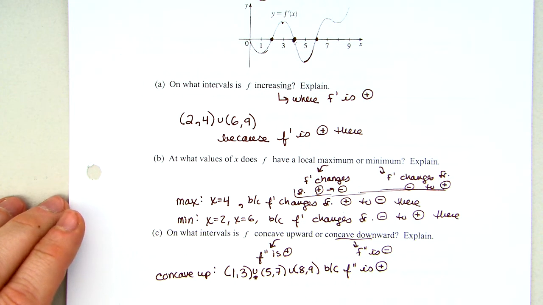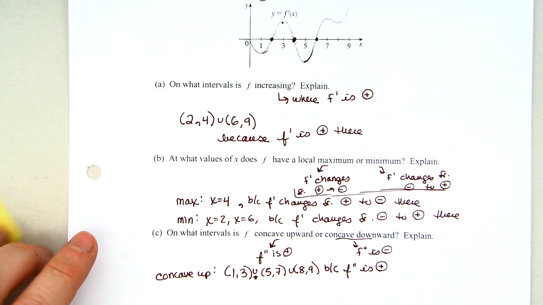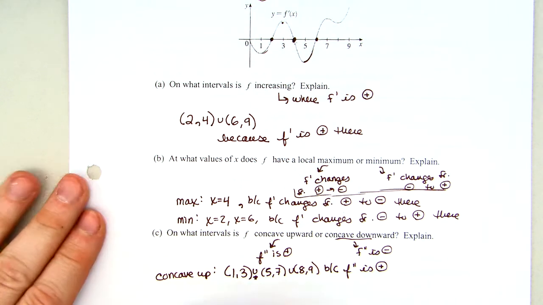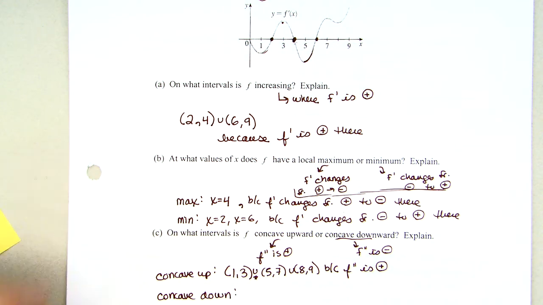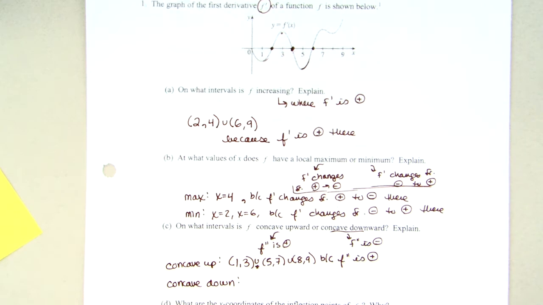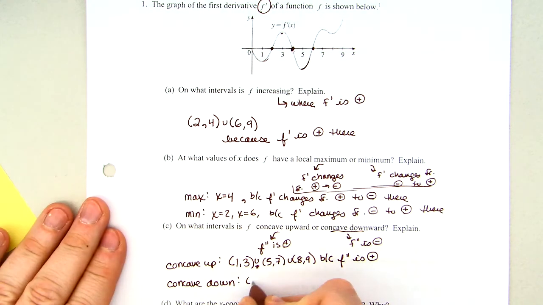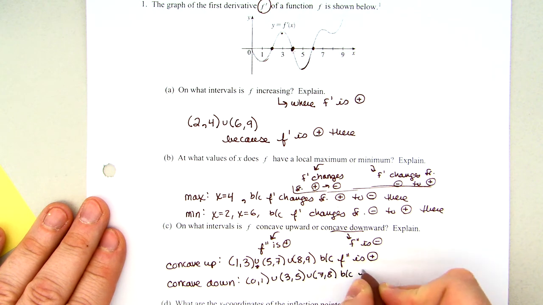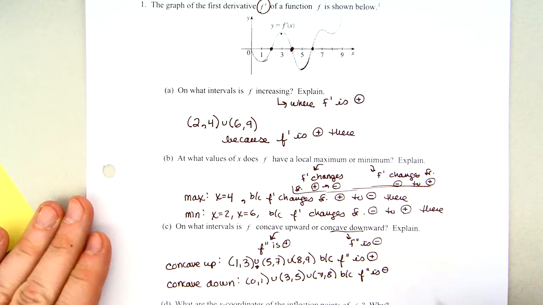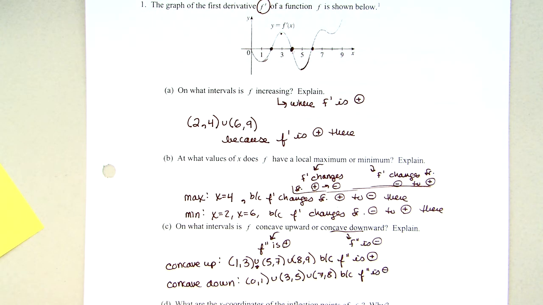Do concave down, and then I need to fix an issue with the last video that I recorded, which is why we're doing it this way. So I can get the graph in there too. Hopefully you're saying 0 to 1, 3 to 5, 7 to 8 because f double prime is negative.